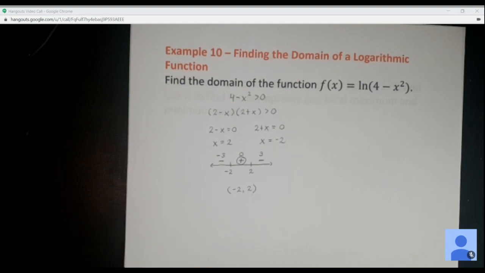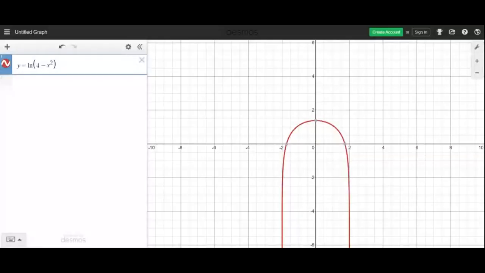Now, the nice part about these is we can look at the graph just to make sure that our domain makes sense. I'm going to go to the graph now and put this in Desmos. Natural log of 4 minus x squared. Let me share this with you. Okay, so there's our graph there, right? And we said the domain should be everything between -2 and 2, but not including those values, right?